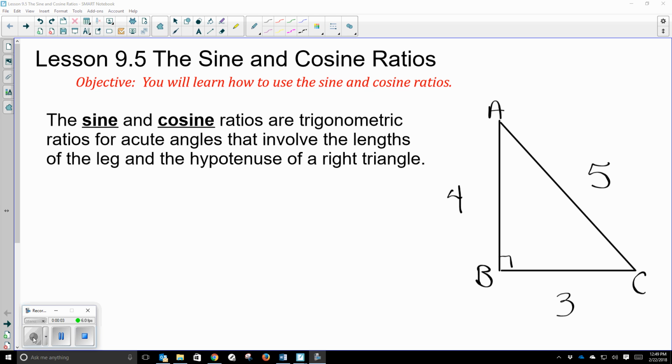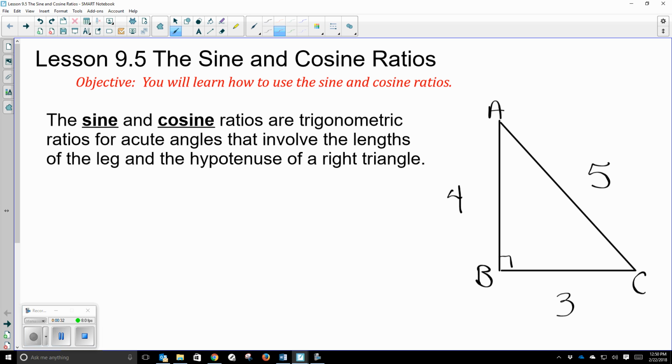Okay, so in 9.4 we talked about the tangent ratio, and now we're going to talk about the sine and cosine ratio. The tangent ratio is the ratio of the legs of the right triangle. It doesn't involve the hypotenuse at all. Sine and cosine both involve the hypotenuse. It's one of the legs and the hypotenuse for both. But they're different legs, so it just depends on which one you're using.